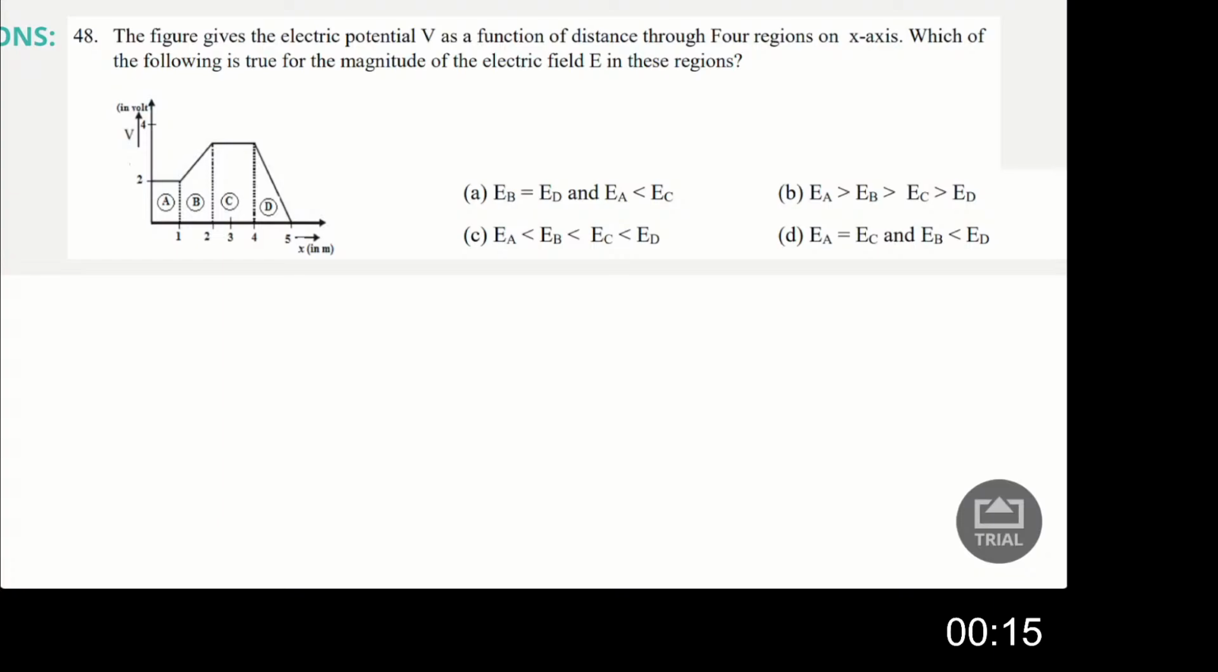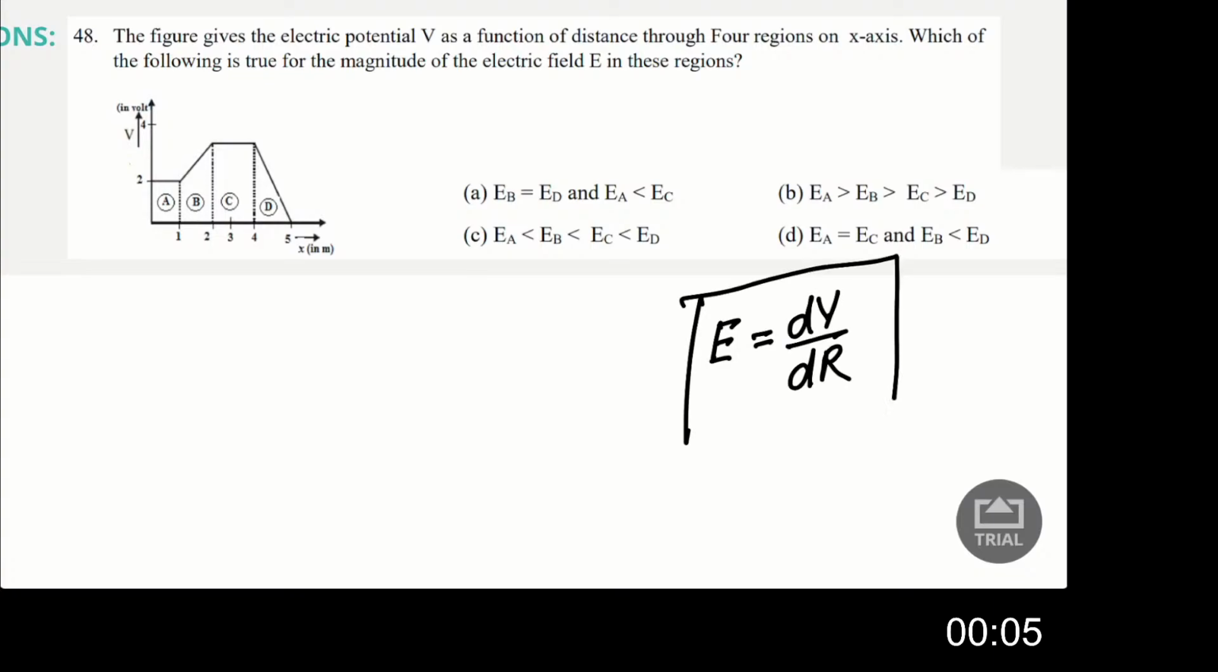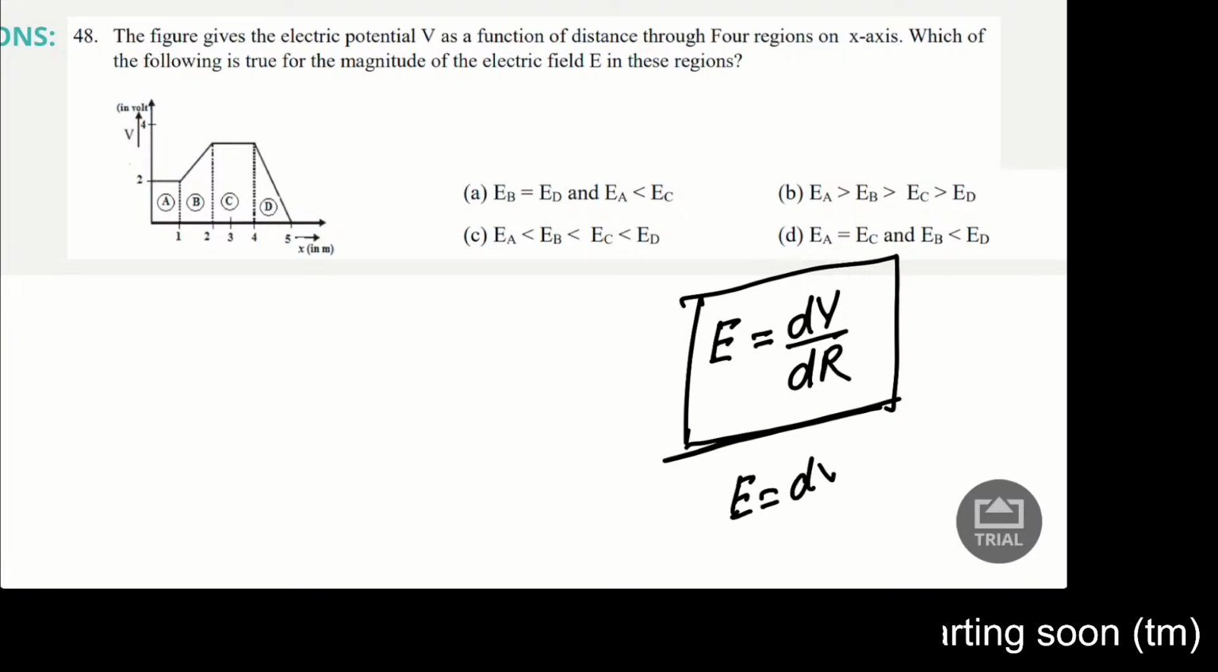Chalo. Here we need to remember one formula. What is that formula? Electric field is equal to dV by dr. Does everybody remember? Potential gradient. Electric field is the potential gradient. Now you think about it. dV by dr gives it; in this case it can be dV by dx, because R represents distance, and here they have represented it with x.